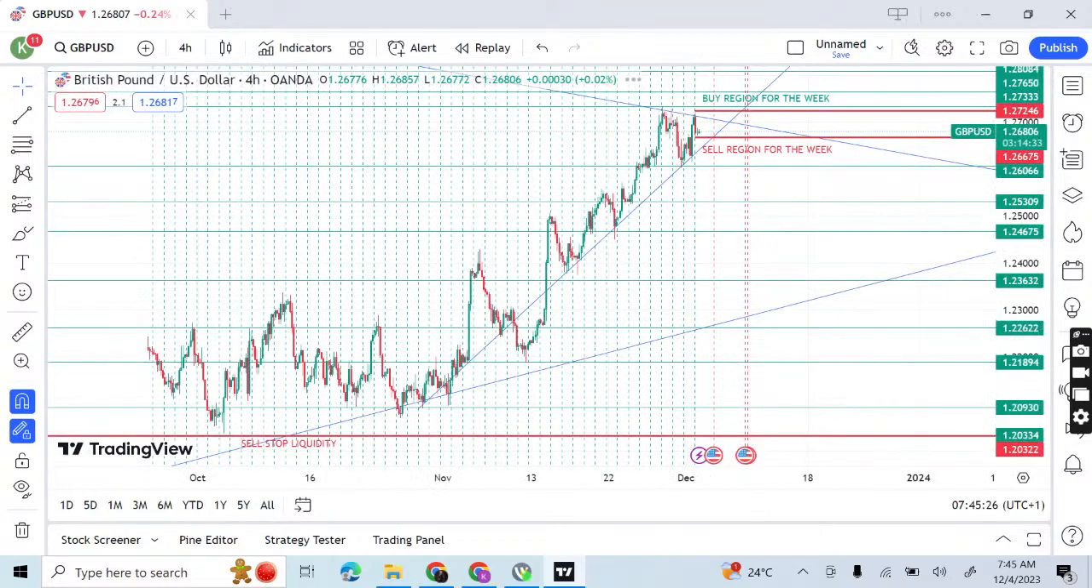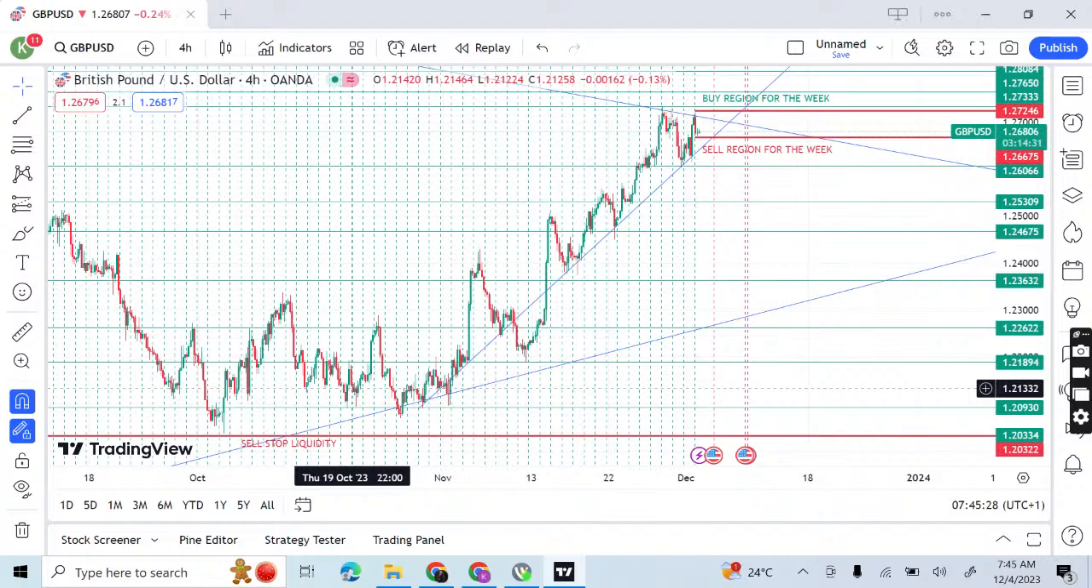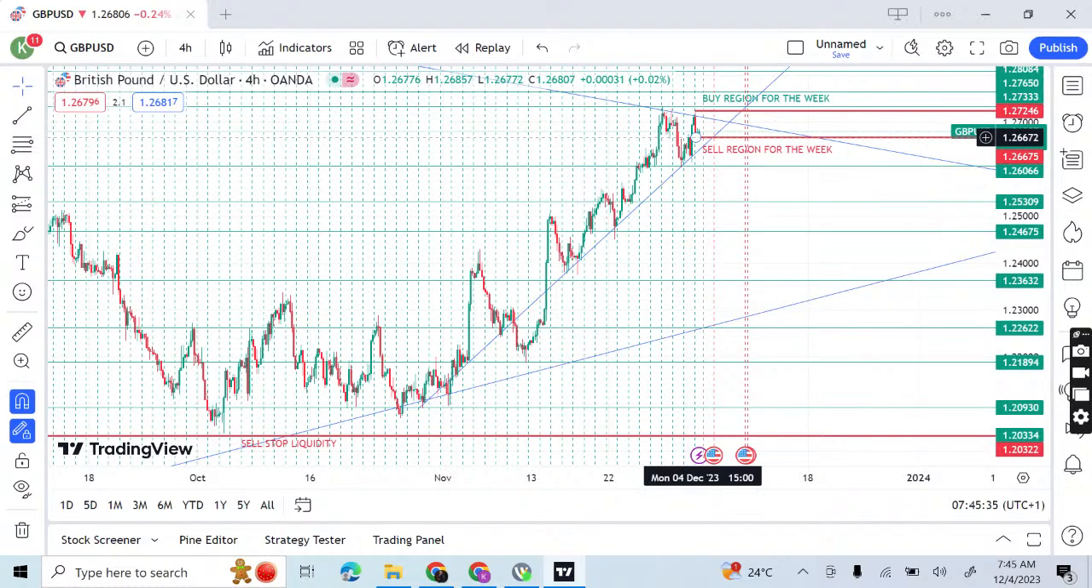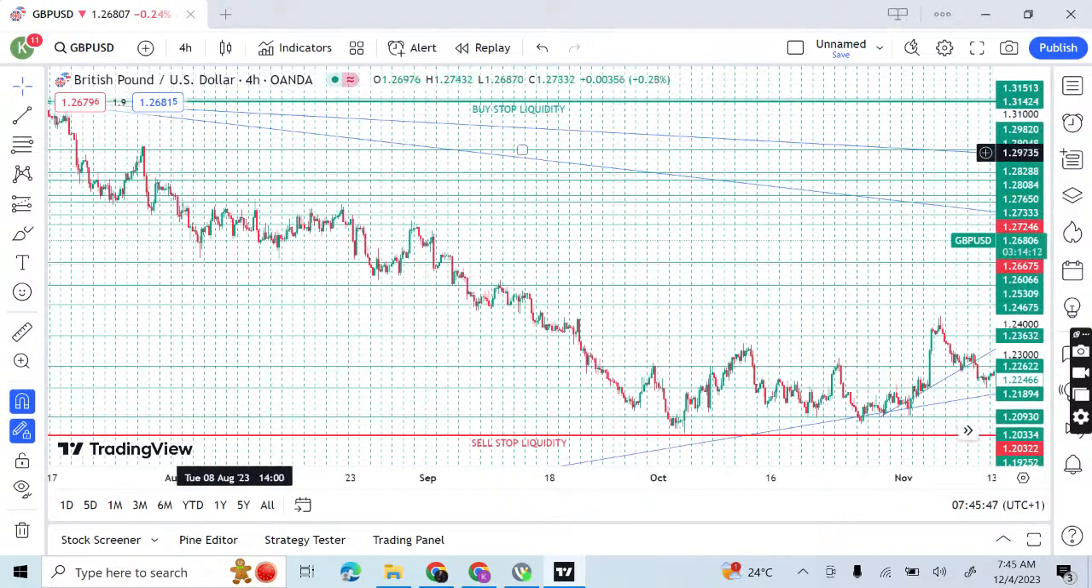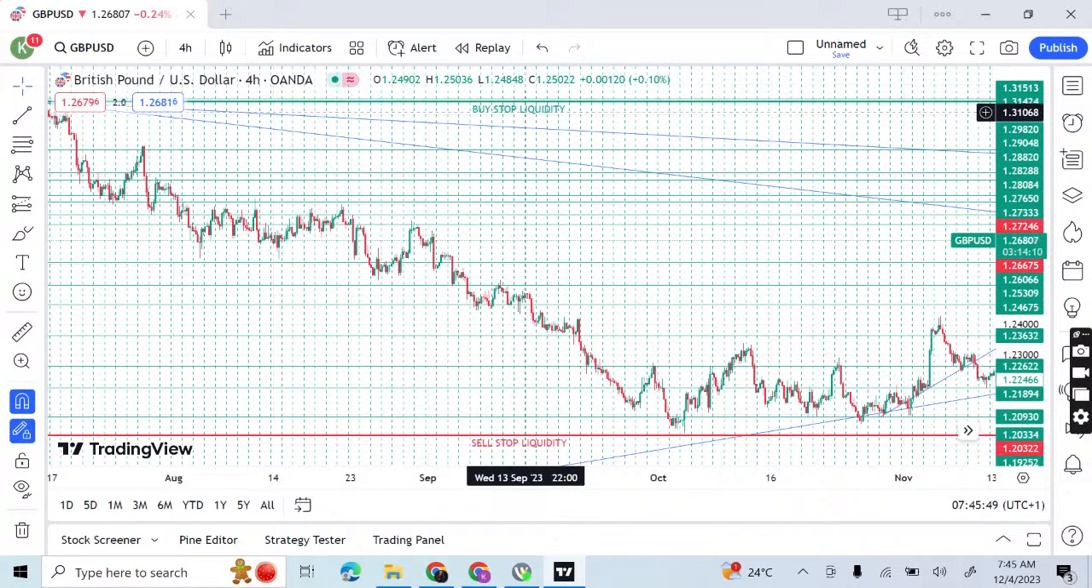We went straight to 4 hours, where I said you should turn on your session breaks. We took price action lines, then we spotted the two candles that begin the week. We marked the high and the low. The high gives us the buy region for the week, while the low gives us the sell region for the week. Then we took the price action lines from the history, where we're able to now spot buy stop liquidity and sell stop liquidity.